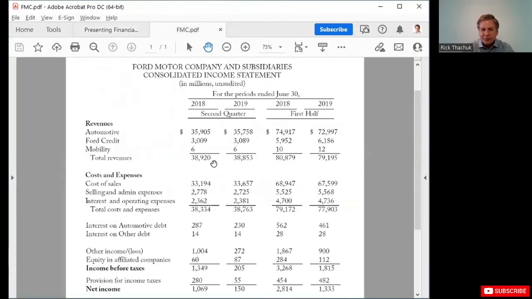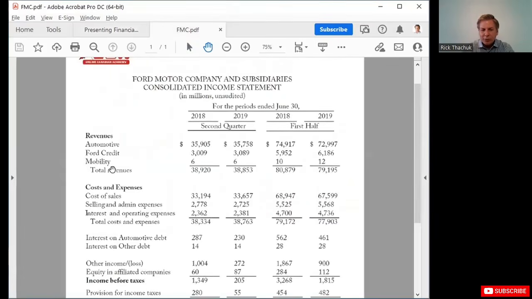So if I want to present mobility revenues, I would say mobility revenues at Ford Motor Company and subsidiaries were 6 million US dollars in the second quarter of 2019, unchanged from the same period of 2018. Can you present interest on other debt for me, please?